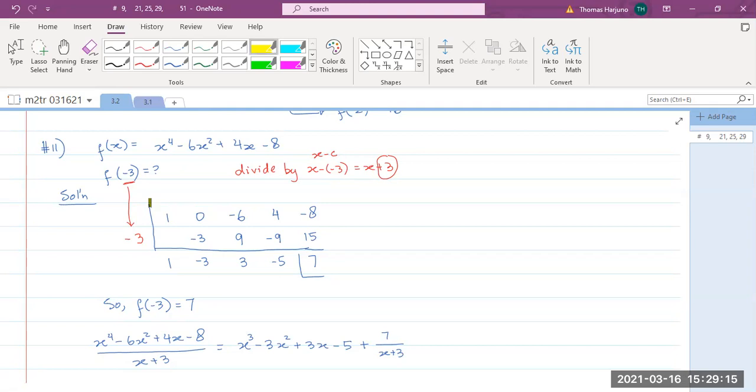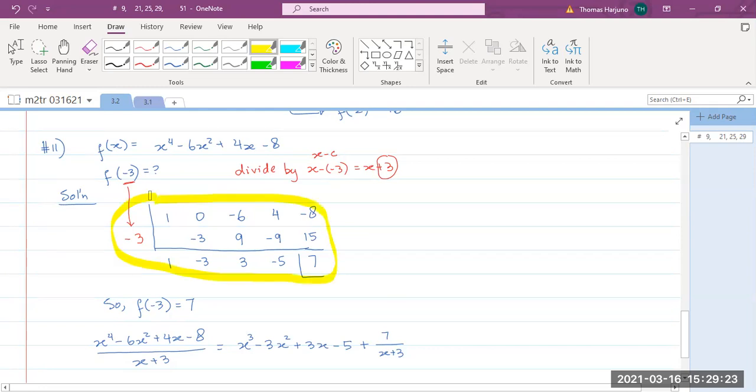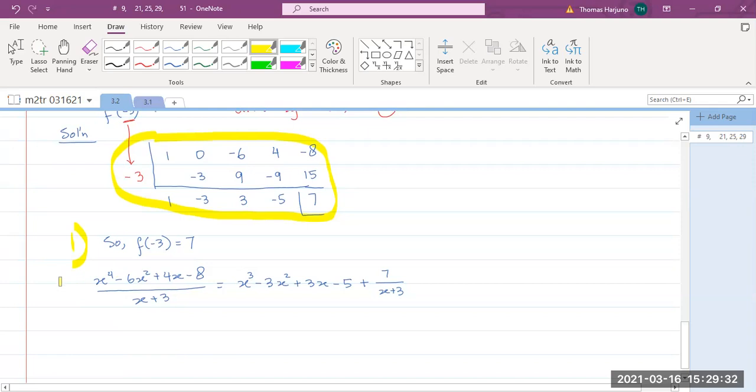I want to point out that this synthetic division is being used for two purposes. The first one is to find what f of negative 3 is, which is one of the outcomes if you actually divide it. Using that synthetic division, we get the quotient and the remainder. The remainder can be used to find f of negative 3.